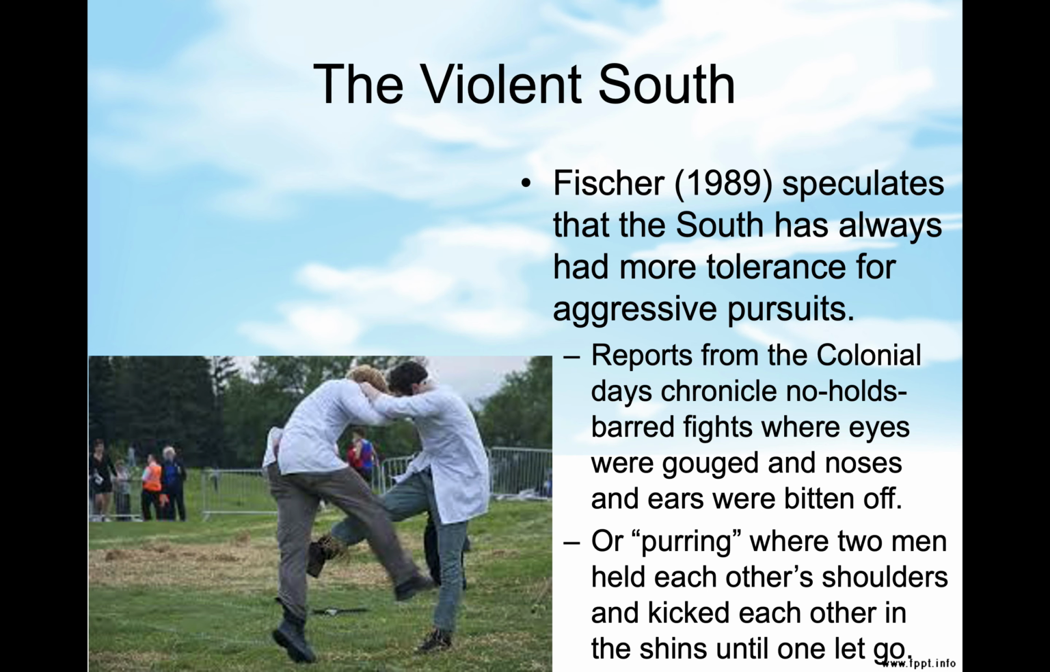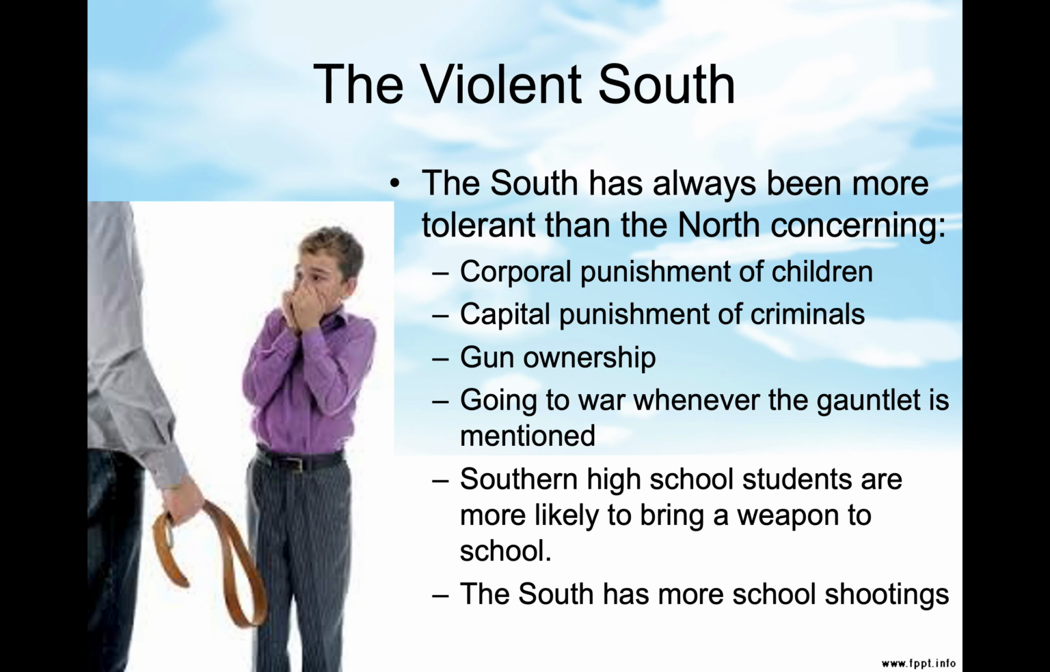Reports from the colonial days chronicle no-holds-barred fighting, where eyes were gouged and noses and ears were bitten off. Or purring, where two men held each other's shoulders and kicked each other in the shins until one let go. This is what purring looks like. They're able to put straw in their pants to lessen the blow. But this is an activity.